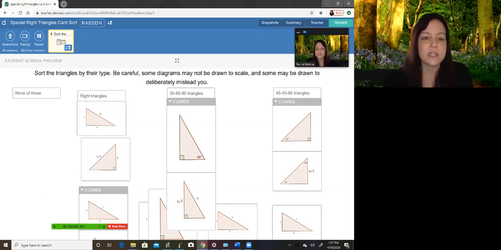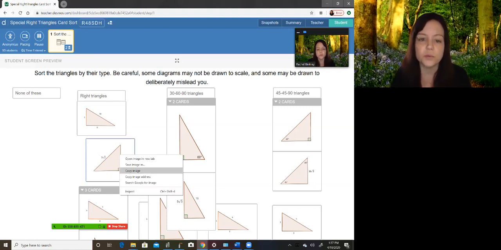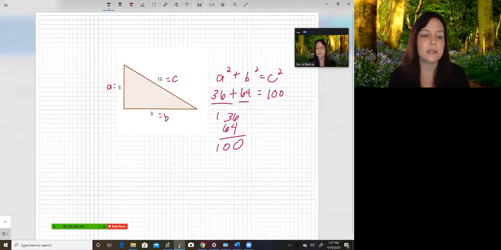Okay, let's look at this one. This will be good to go over the rules for 45, 45, 90 triangle.